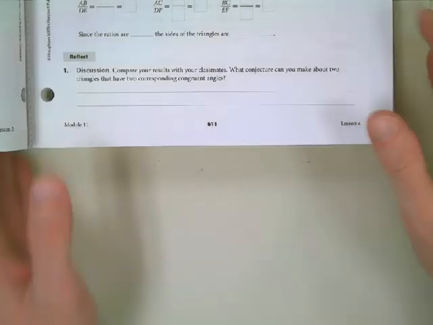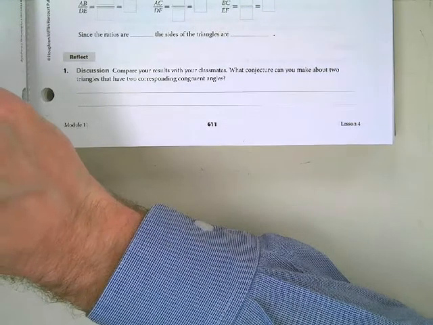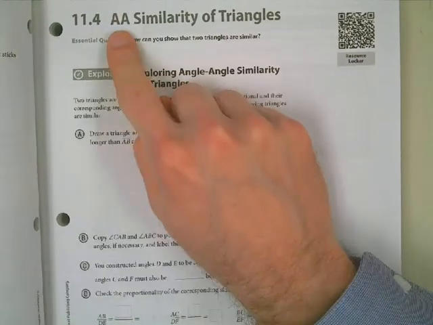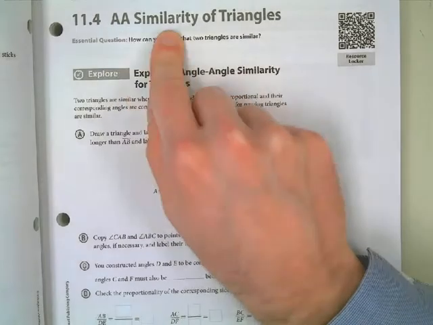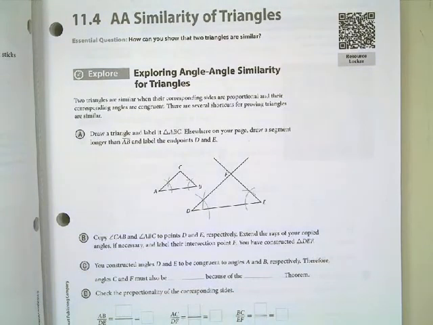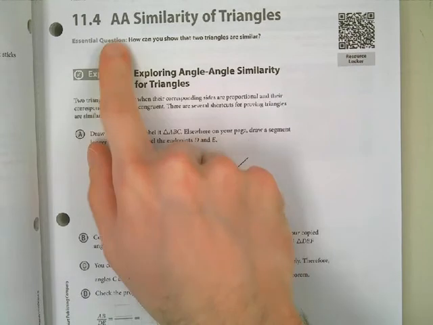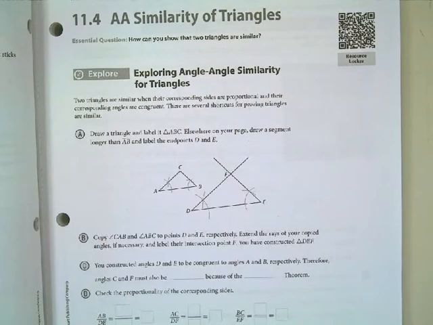We will continue our look at similar triangles today. We're going to look at AA similarity of triangles. If you remember, we talked about congruence. We had some congruence shortcuts that we used: side-side-side, side-angle-side, angle-side-angle, and all that good stuff. And now we're going to talk about similarity shortcuts.